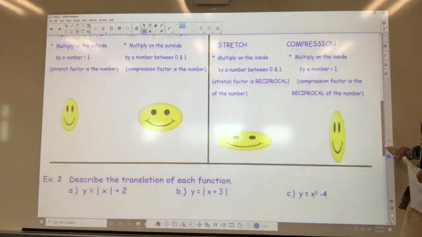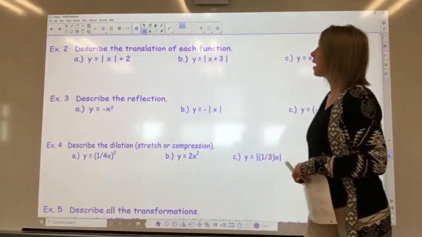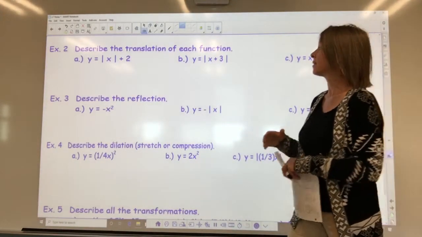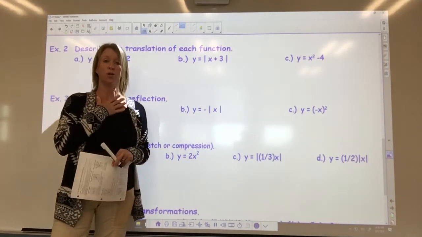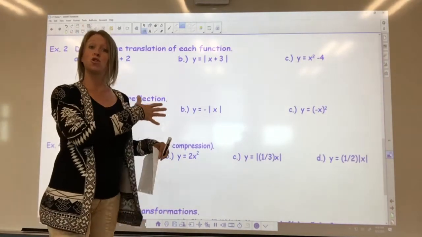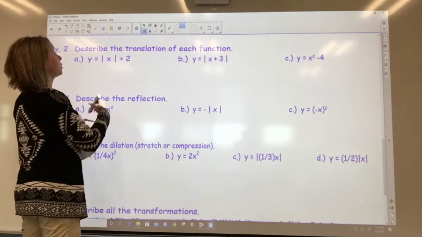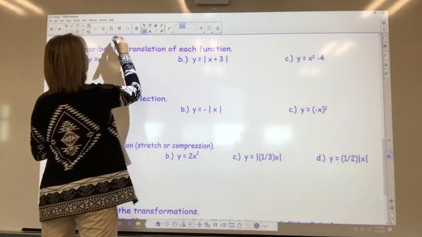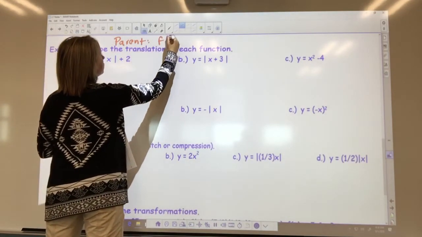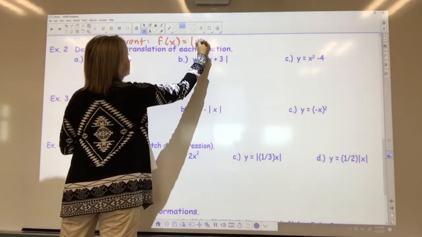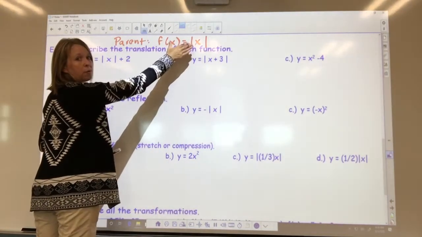Go ahead and scroll all the way down to the bottom. I want you to look at example 2. This is asking us to describe the translation. Now, in the example that we did up above, I was using as the parent graph, f of x equals x squared. For these first two here, you'll notice there's absolute value bars in them. So for these first two problems, the parent equation is the absolute value of x.